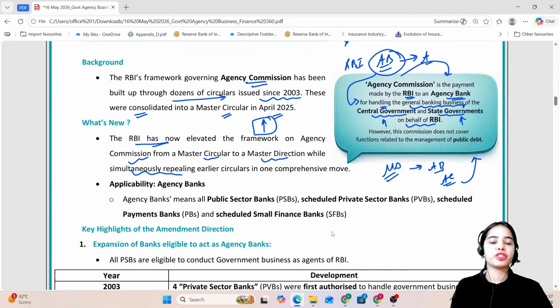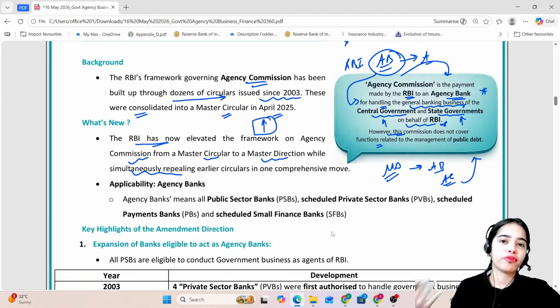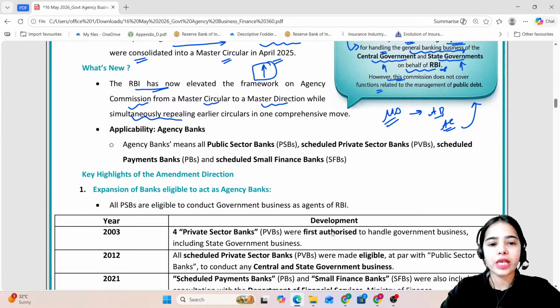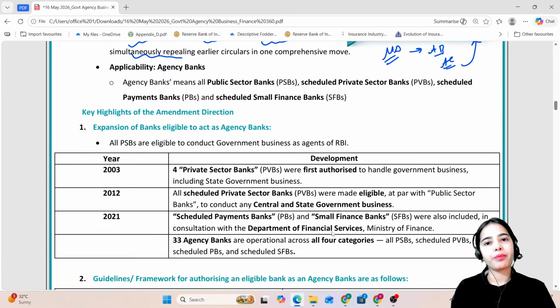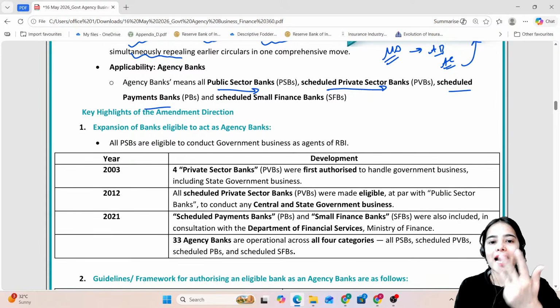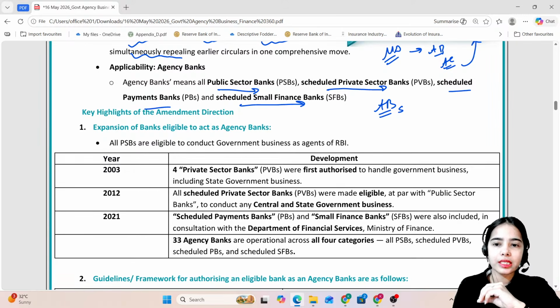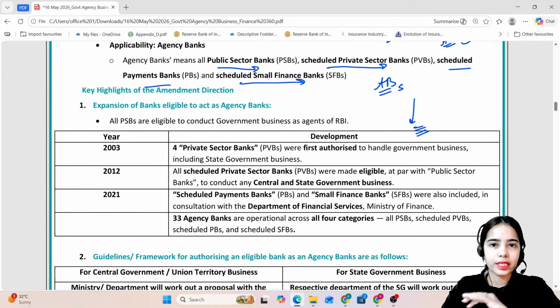Now the RBI appoints the agency banks to do these kind of activities, and the agency banks get the agency commission from the RBI. Okay? So agency commission is the payment that the RBI provides to the agency banks for handling the general banking business of the central government and state governments on behalf of RBI. However, this commission does not cover the functions related to management of public debt, that we will understand. Now the applicability of this master direction is on the agency banks. Which entities can become the agency banks? So public sector banks, scheduled private sector banks, scheduled payment banks, and the scheduled small finance banks can become the agency banks. So there is the chronological order that is also provided.